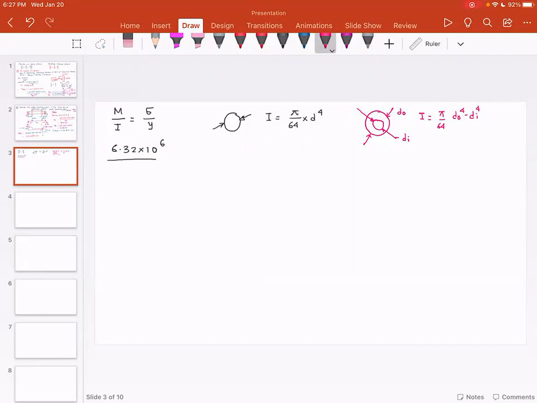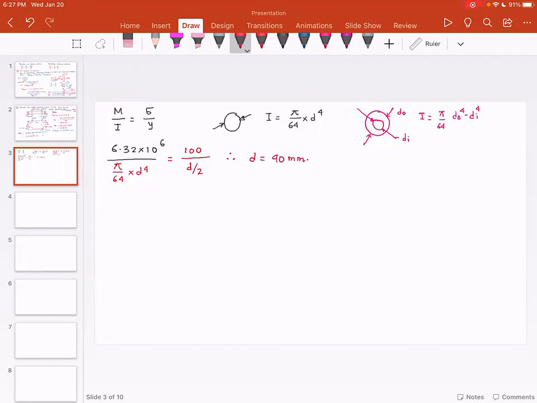Now this is a solid shaft, so I'm going to use the equation pi by 64 d to the power 4. Now the maximum stress value is 100 Newton per millimeter square. So I'm going to write 100, and the value of Y is d by 2. So the only unknown in this entire equation is d, and my answer for d is 90 millimeters.